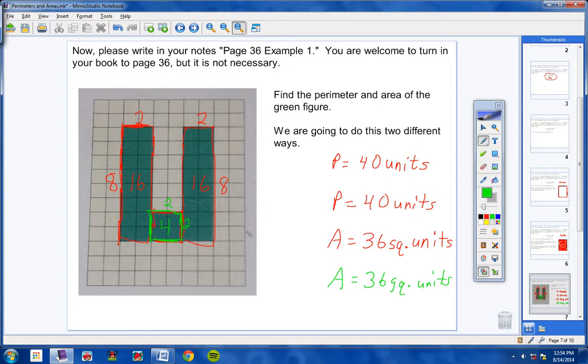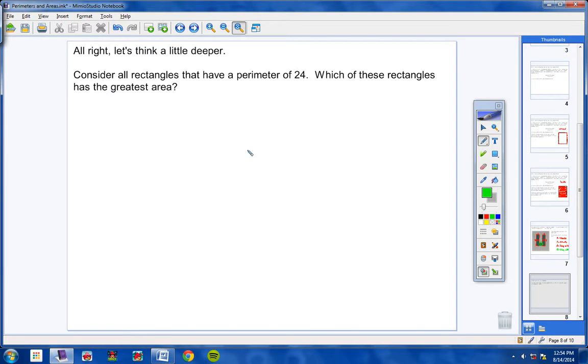Okay, now this hopefully was a little bit of review. You did not need to take notes on this. I just wanted to quickly go over this. Now let's get into some more difficult, interesting, good thinking problems. Okay, copy this in your notes. Copy this right here in your notes.